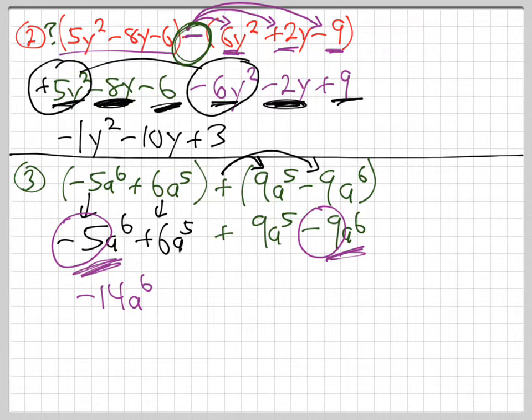That's right. And the other two, these are like terms. 6a to the 5th and 9a to the 5th. Yeah, 15a to the 5th, right? If you gain 6 and gain 9, you gain 15. Like that. Does that make sense?